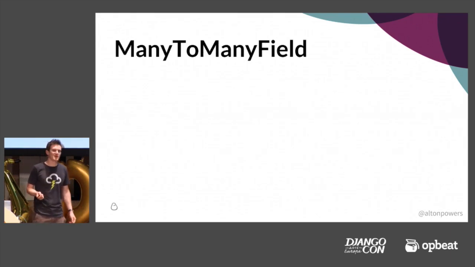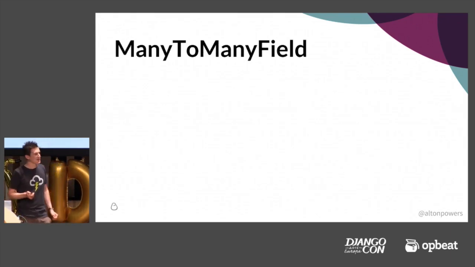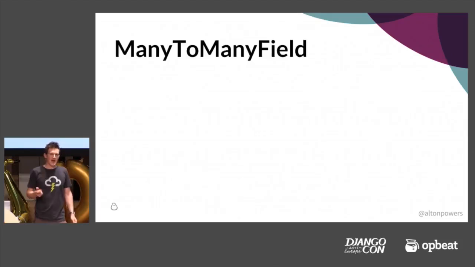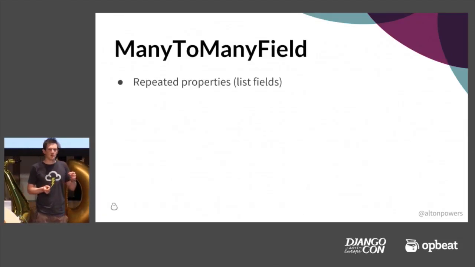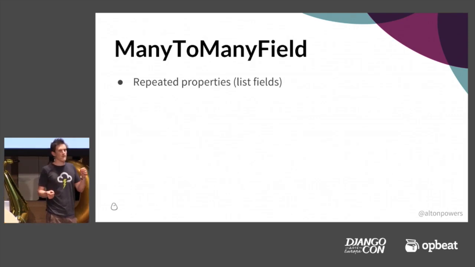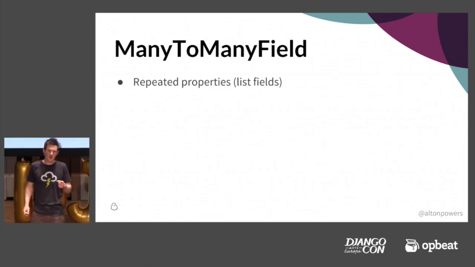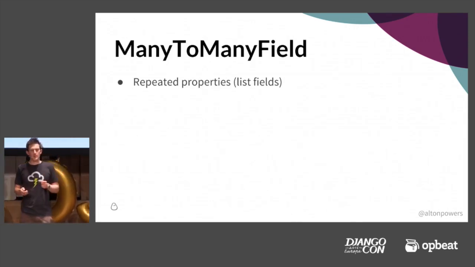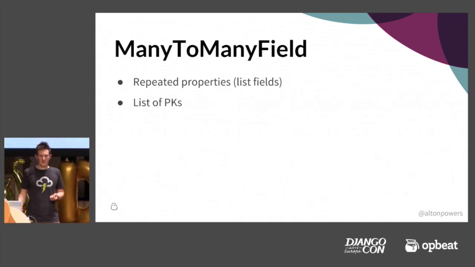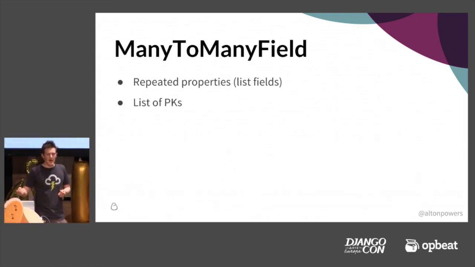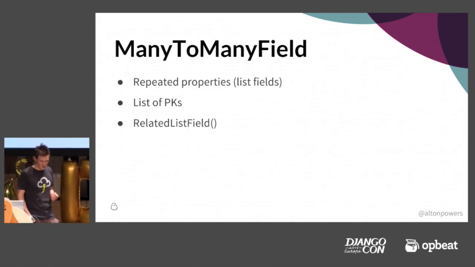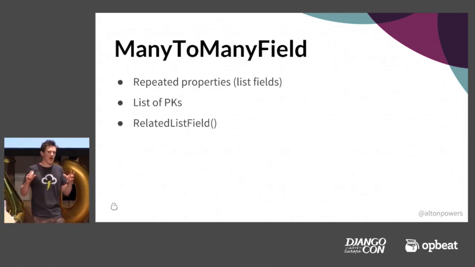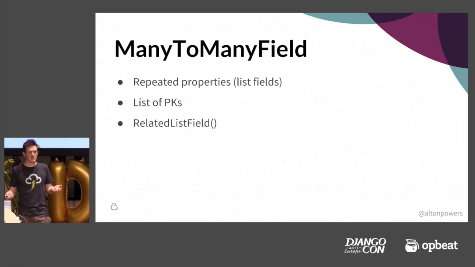We can't have many-to-many fields because it relies on joins, but the App Engine datastore has a feature called repeated properties, or like list fields. So this is basically a column in which you can put multiple values. So in a single column, we can put a whole list of IDs of another model, and then we can use that to create an equivalent of a many-to-many field, which we call related list field. So we can now have many-to-many relationships between two different tables.